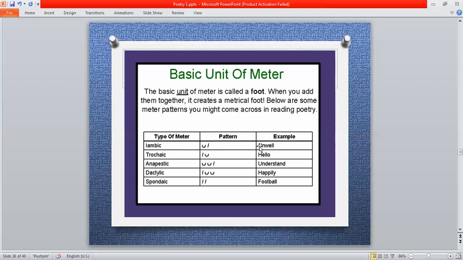Unwell. It consists of 2 parts. Un, which means negative, and well. Well is stronger than un. So well is stressed, while un is unstressed. This is called the iambic, and this is the most common or most popular form.